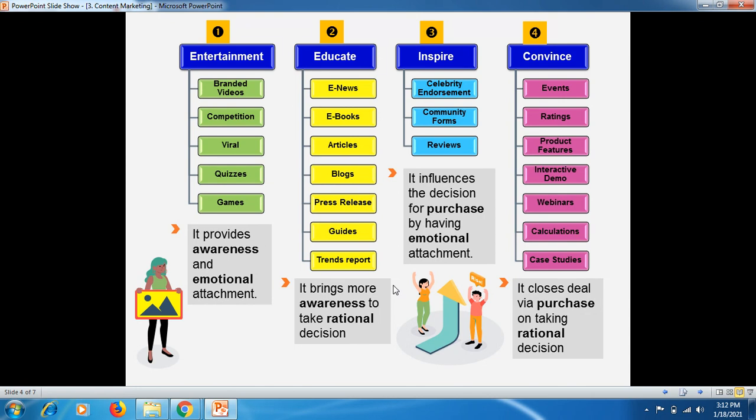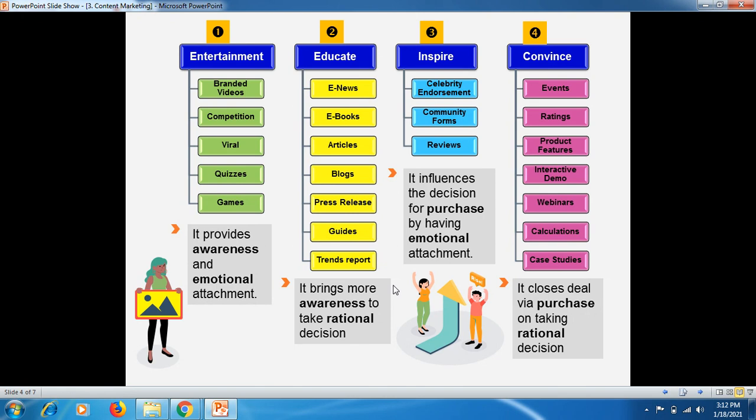And trend reports, like we discussed earlier as well, viral. Somebody has to get awareness first for specific product and services to take a rational decision to buy a product and services. The reason being over here is we also get educated through such sources as well.